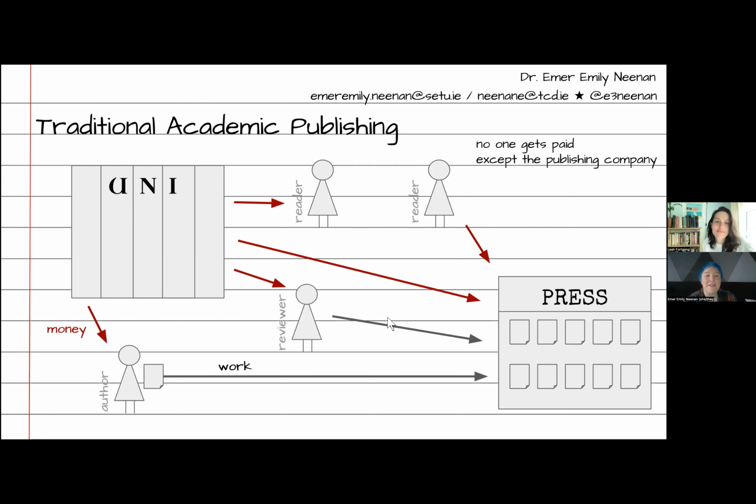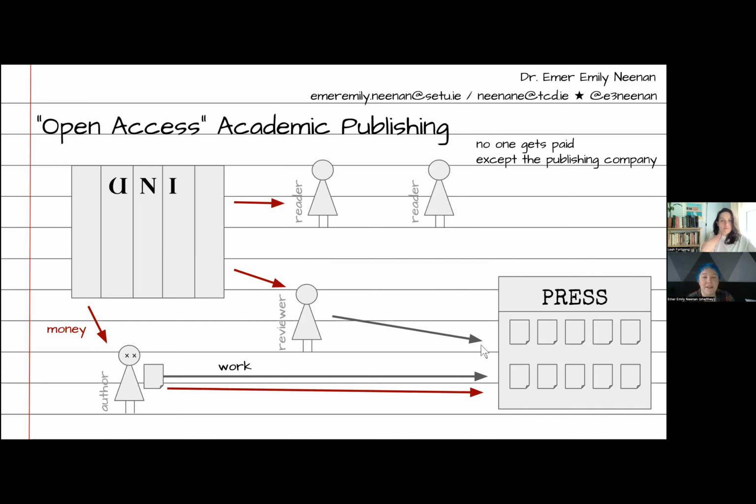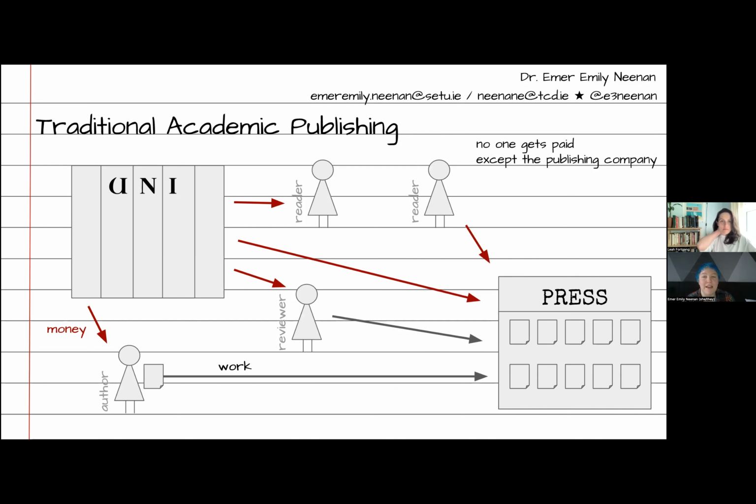Anyway, the point is that the author has done work, the reviewer has done work, the press is publishing the work, and the readers, whether they are the whole university or individual readers, pay the press for access to the work. The author and the reviewer do not get any money for the work that they've done. People didn't think this was very good, because the main problem here is that you need money to be able to access the published work.